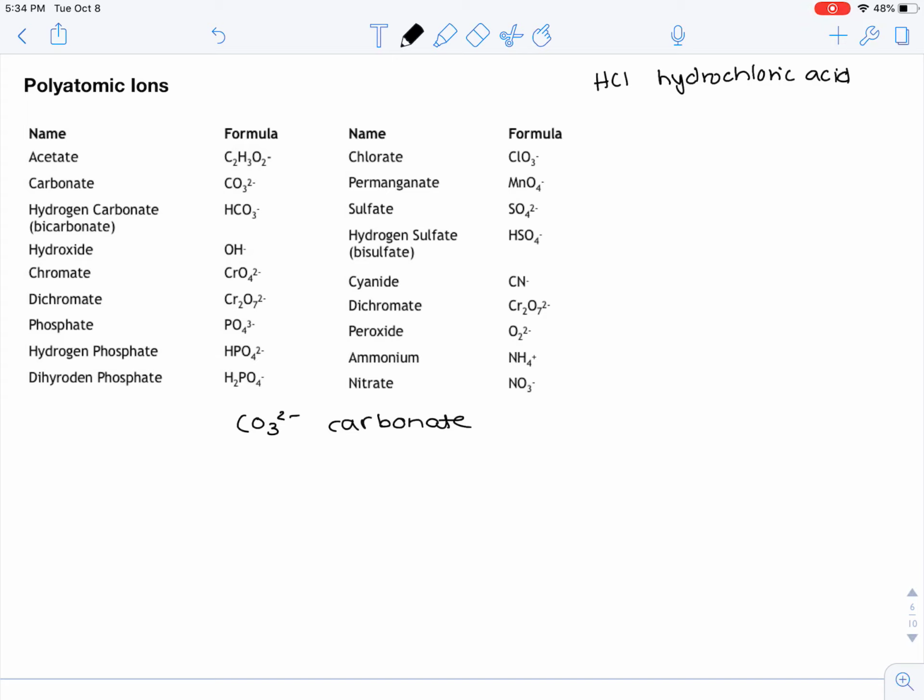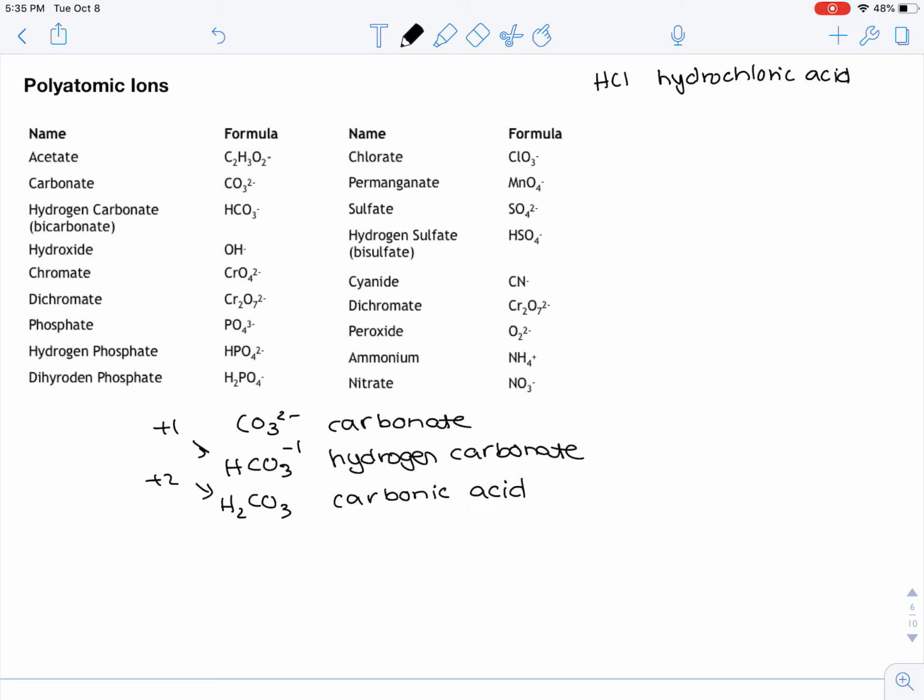Now, if I add a hydrogen, hydrogen is +1. If I add a hydrogen to CO3 2-, +1 and a -2 gives me still -1. So I am not an acid. So now I have to say, all right, I am hydrogen carbonate. Now, if I add 2 hydrogens, that's a +2 now, I no longer have a charge. Now I have an acid, and I would write carbonic acid.